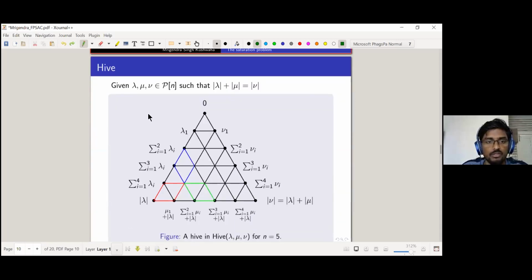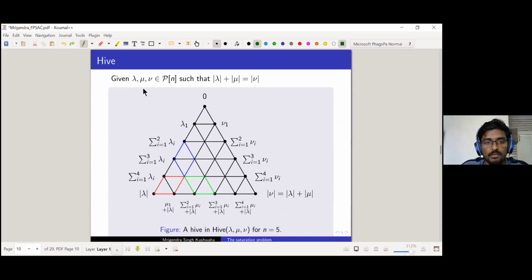Now I quickly introduce what the hive is. So a hive: if I take partitions lambda, mu, nu with this condition, then a hive is again a triangular shaped array with n plus 1 vertices on each side. So on the left side I put the vertices of lambda in this form. The top one will be 0, then lambda 1, then lambda 1 plus lambda 2, and you go on like that up to mod lambda. And on the bottom you put mu1 plus mod lambda, mu1 plus mu2 plus mod lambda, and you go all the way up to mod lambda plus mod mu. And on the right-hand side you put nu1, nu1 plus nu2, and like that.